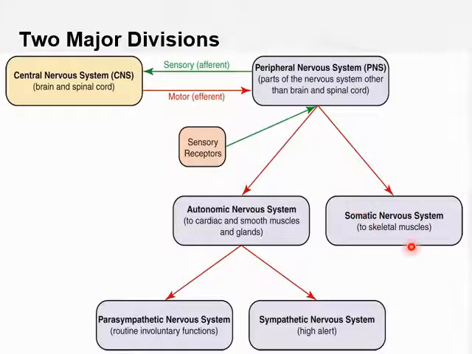The peripheral nervous system has two parts: the somatic nervous system, which sends the fibers to the skeletal muscles and voluntary muscles, and the autonomic nervous system, to the cardiac and smooth muscles and glands, which is either parasympathetic or sympathetic nervous system.